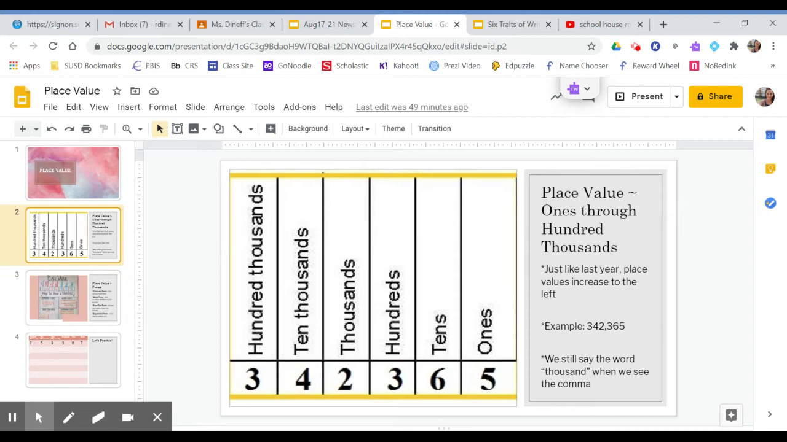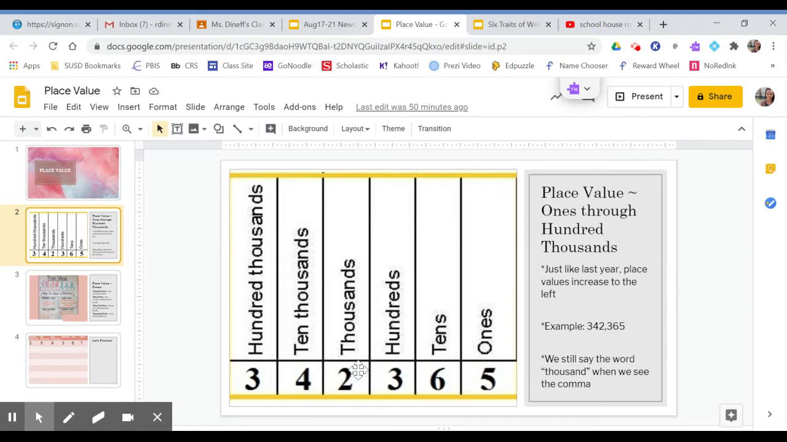And as always from last year, in the thousands place, that is where we say the word thousand. So if we were going to cover up the 3 and the 4 and just look at the 2, we would say 2,365. So the only difference here is that we're now adding 2 more place values.